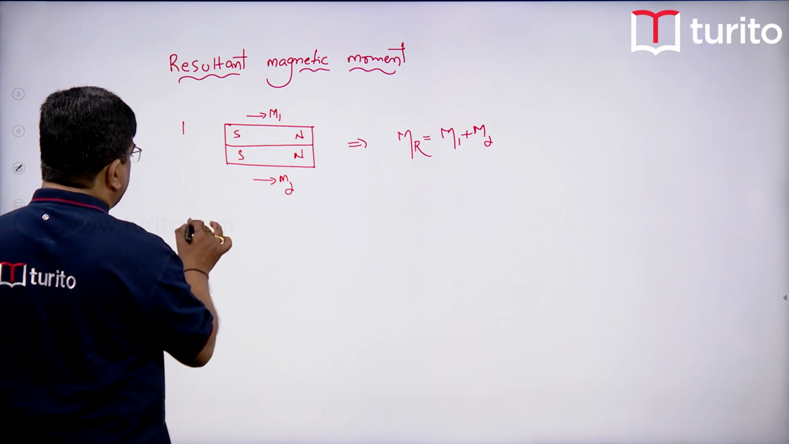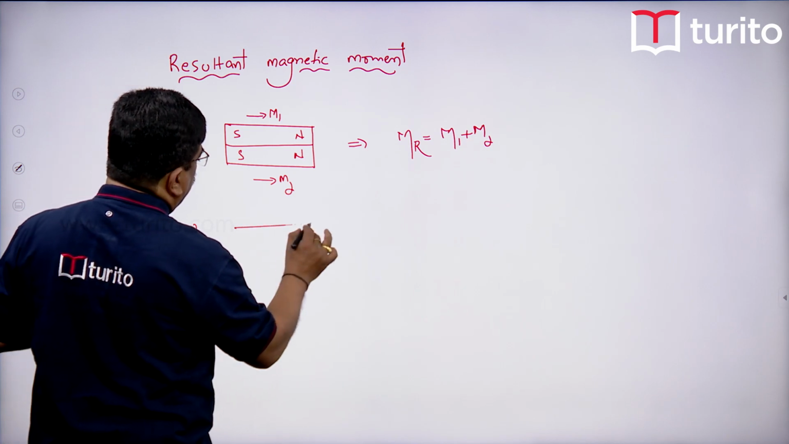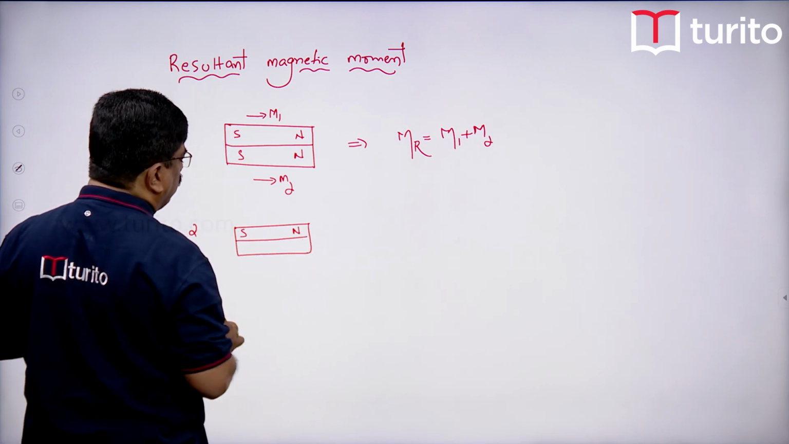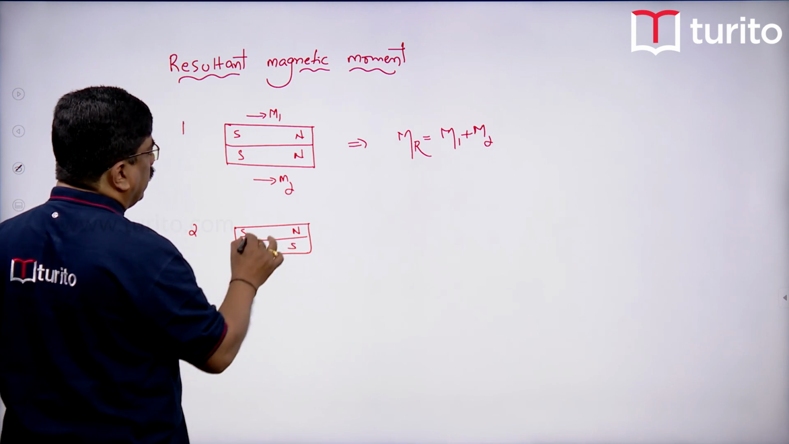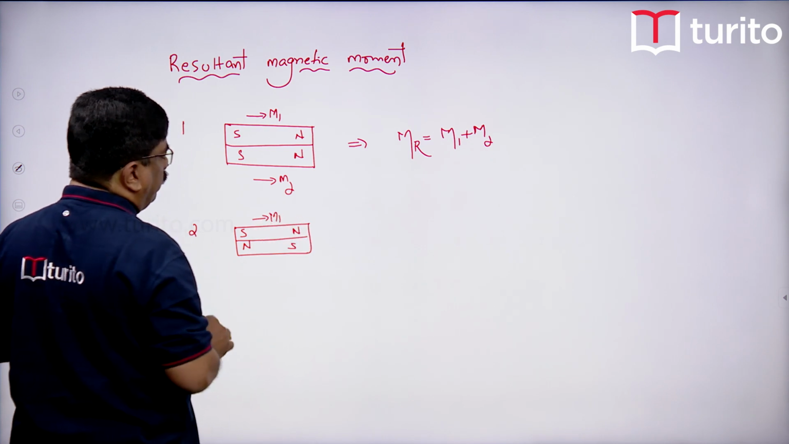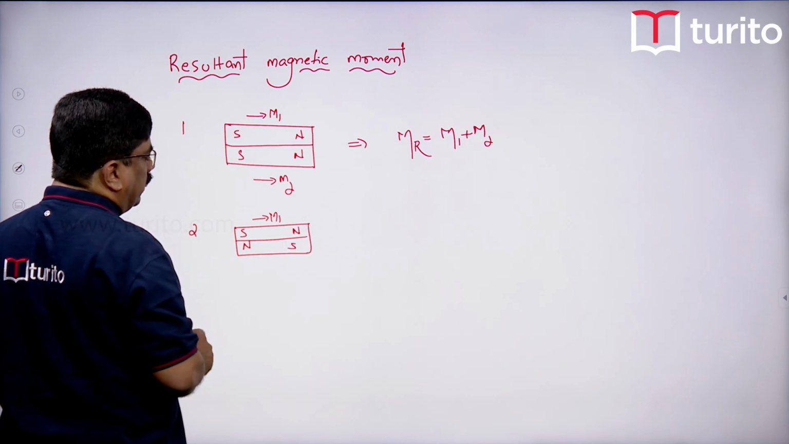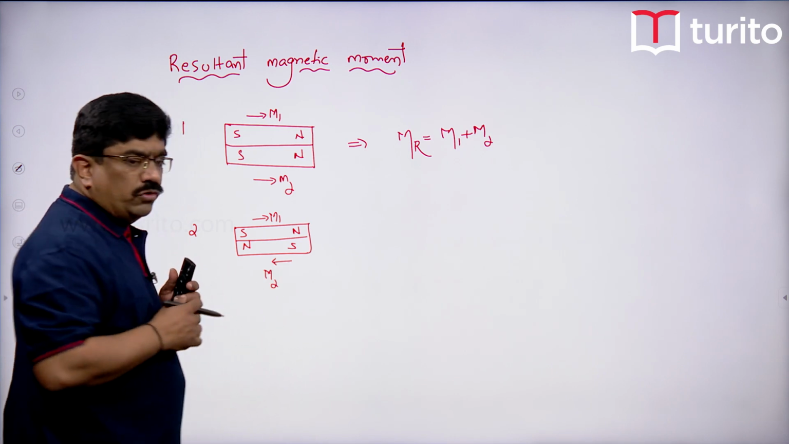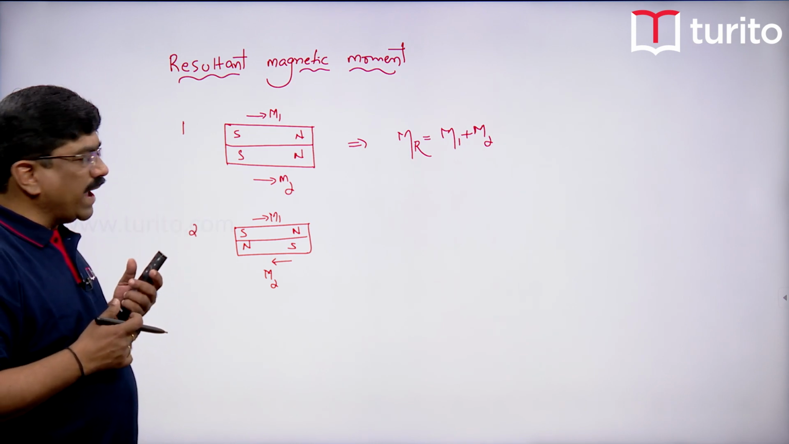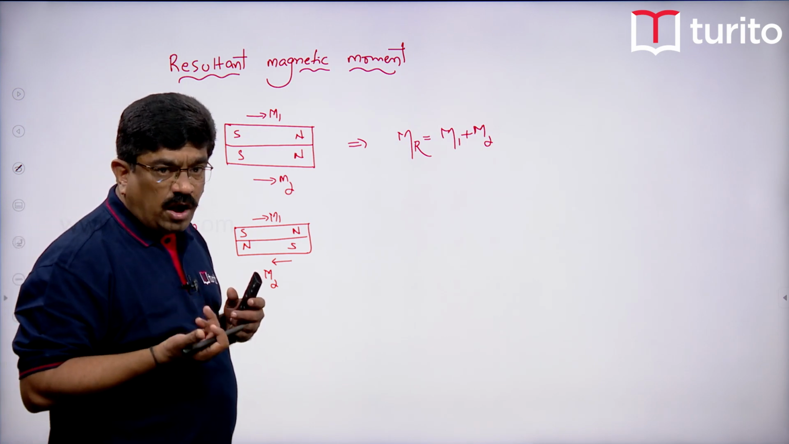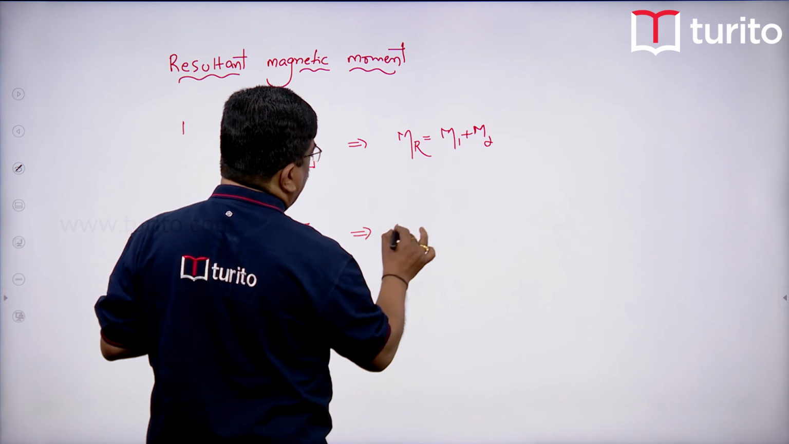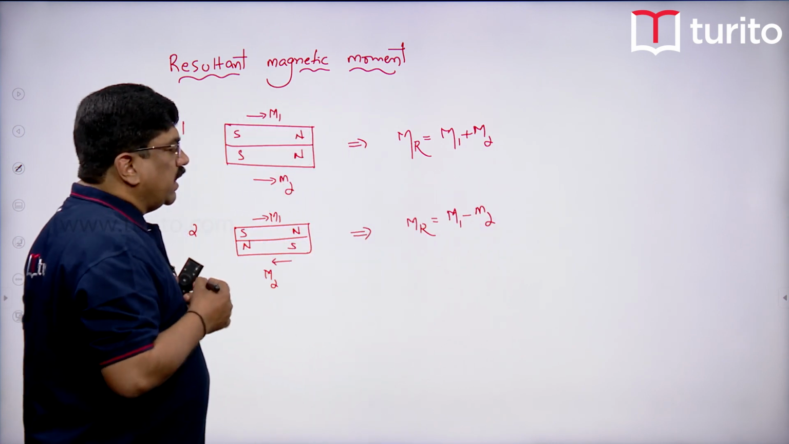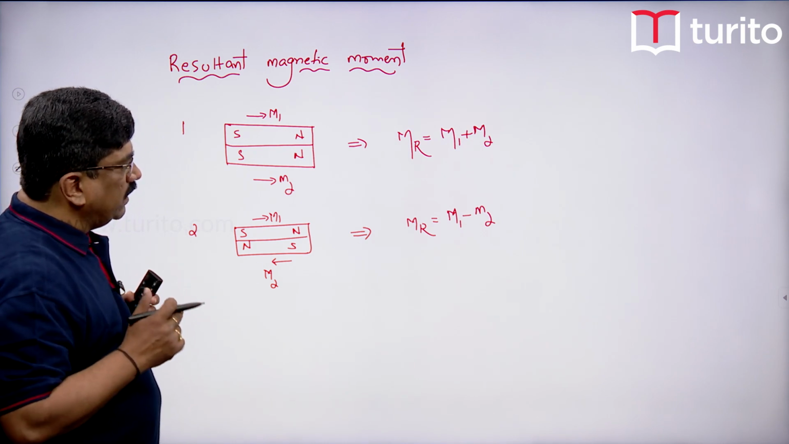In the similar manner, you can understand the next one. Here 2 bar magnets are kept one over the other, like this. This is south pole, this is north pole, this is north pole, this is south pole, and here the magnetic moment m1 from south pole to north pole means it is towards right, and for the bottom magnet, magnetic moment south to north is m2. In this case, the 2 magnetic moments are in opposite direction. As the 2 magnetic moments are in opposite direction, the resultant magnetic moment mr is equal to m1 minus m2.